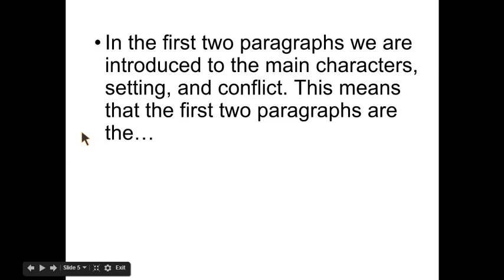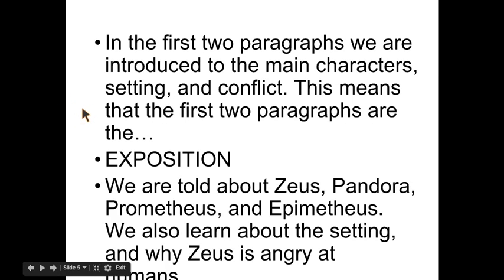So, in the first two paragraphs, we are introduced to the main characters, setting, and conflict. This means that the first two paragraphs are the exposition. We're told about Zeus, Pandora, Prometheus, and Epimetheus. We also learn about the setting, and we learn why Zeus is angry at humans. We get all that background introductory material that we need to understand the story.